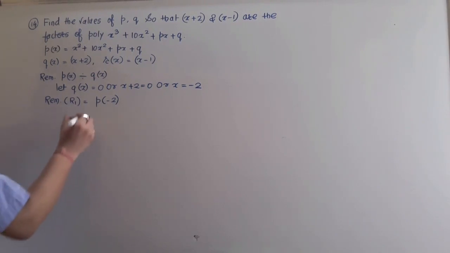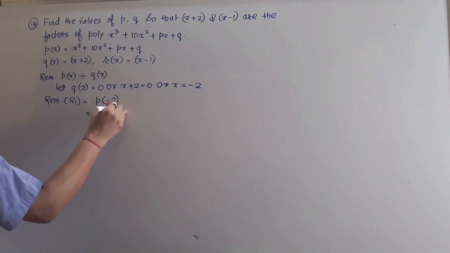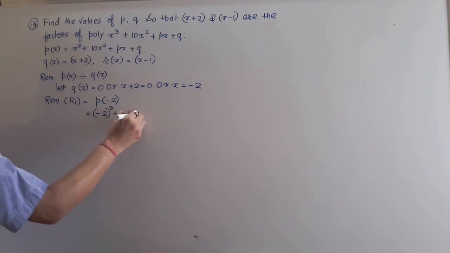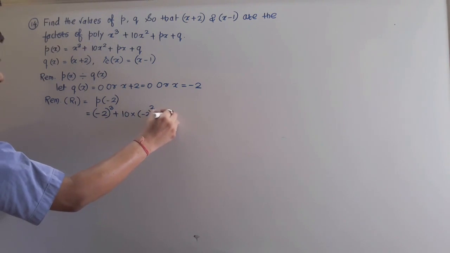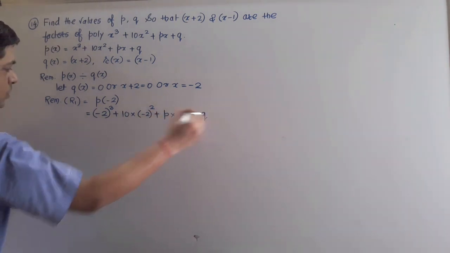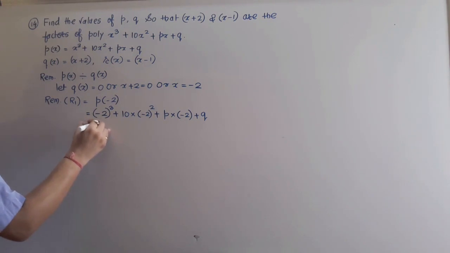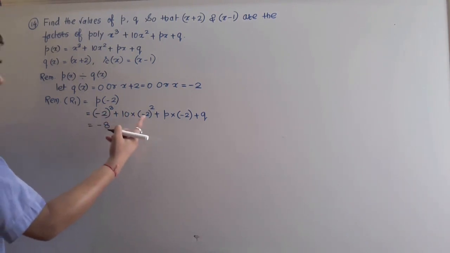So let us put up the value here. This will be (minus 2) whole power 3 plus 10 into (minus 2) whole power 2 plus p into minus 2 plus q. Let us simplify further. So this will be minus 8, because the minus sign is under the odd power, so the minus sign will remain and the cube of 2 will be equal to 8. Here it will be 4.